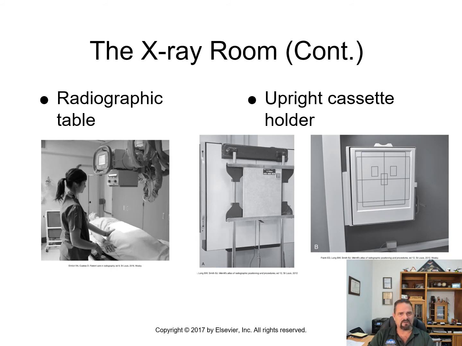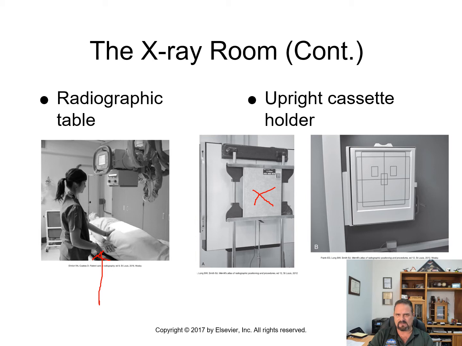All right, so the radiographic table, this is this guy right here. She's got her hands on it right there in that area. This is your upright cassette holder, and this is a cassette that's right here. It's already loaded inside. This is the back side of the upright image receptor plate.